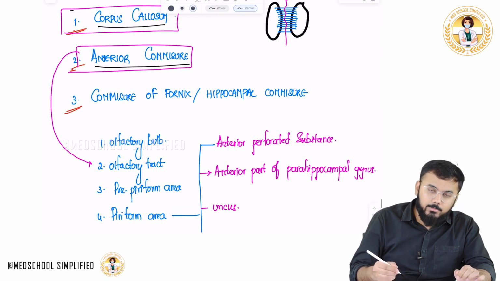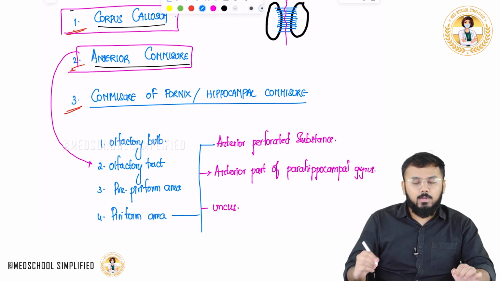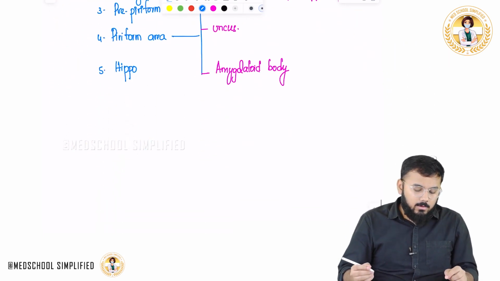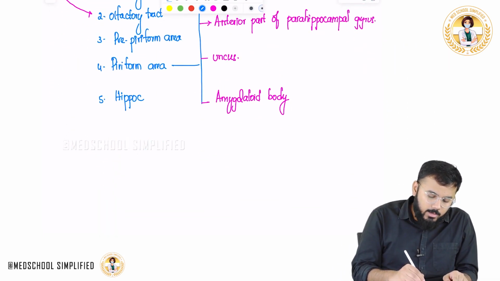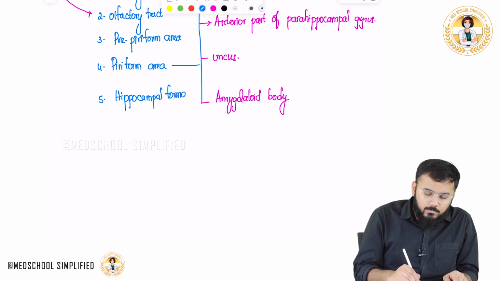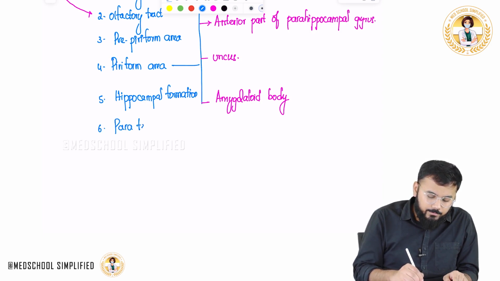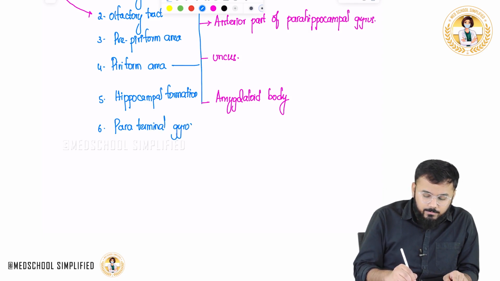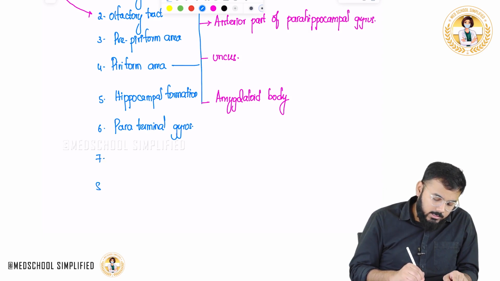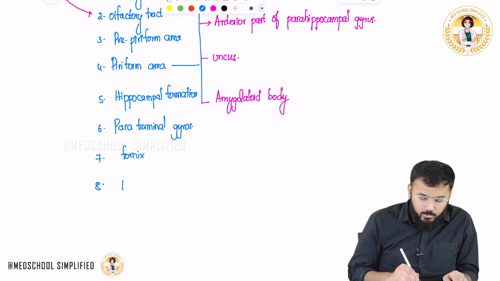Why will I draw it? Because you see, the hippocampal commissure is present, and the hippocampal commissure attaches to the hippocampal formation. So I have to draw it. The sixth important thing is the paraterminal gyrus. The seventh important thing is your fornix. You know what the fornix is now, right? And the eighth important thing is the habenular nuclei.